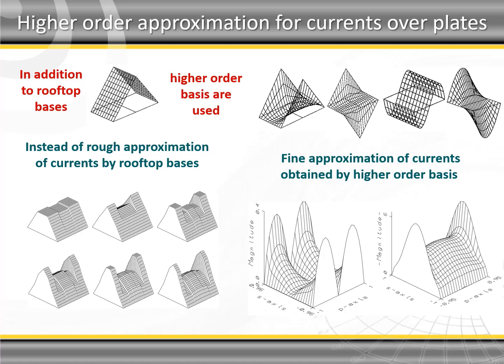Low-order approximation over plates consists of rooftop bases. Higher-order approximation is obtained by adding singlets of higher order. It is seen on the example of a square scatterer, 1 wavelength long, that the higher-order basis results in a much finer approximation of both current components when compared with that of the low-order approximation.